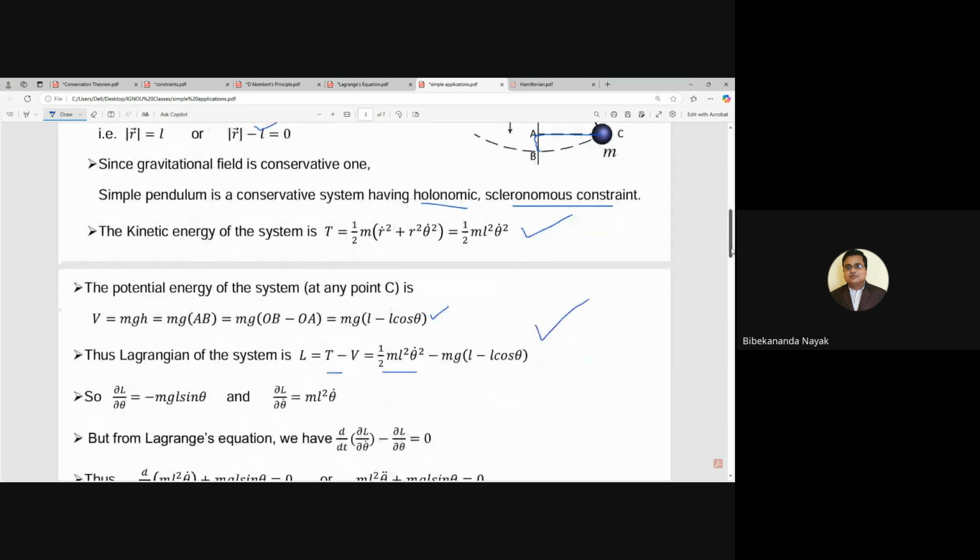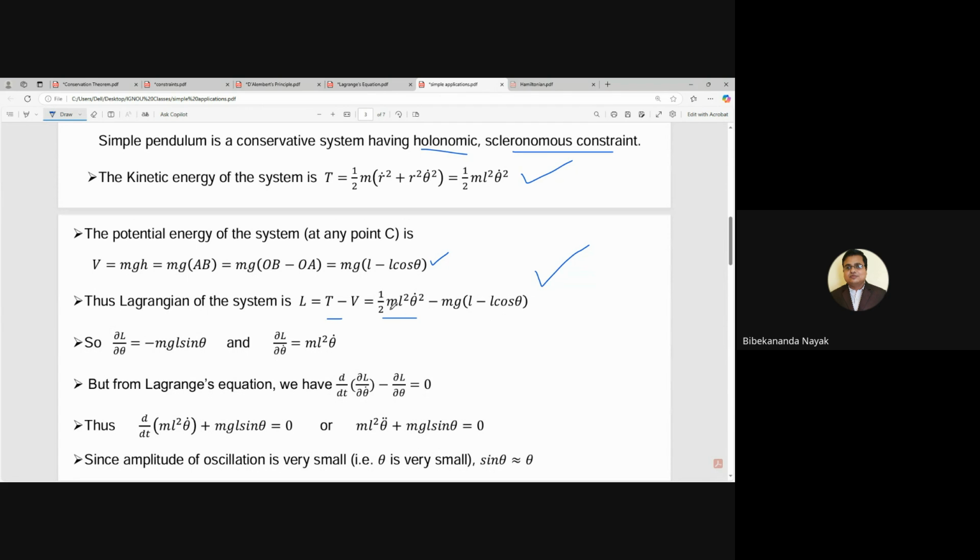So here there is only one variable, theta. We use Lagrange's equation, d by dt of del L by del theta dot, minus del L by del theta, is equal to 0. From this Lagrangian, del L by del theta is minus mgl sin theta. Del L by del theta dot is m l square theta dot, and its derivative is m l square theta double dot. Putting this in the equation, I get m l square theta double dot plus mgl sin theta is equal to 0.